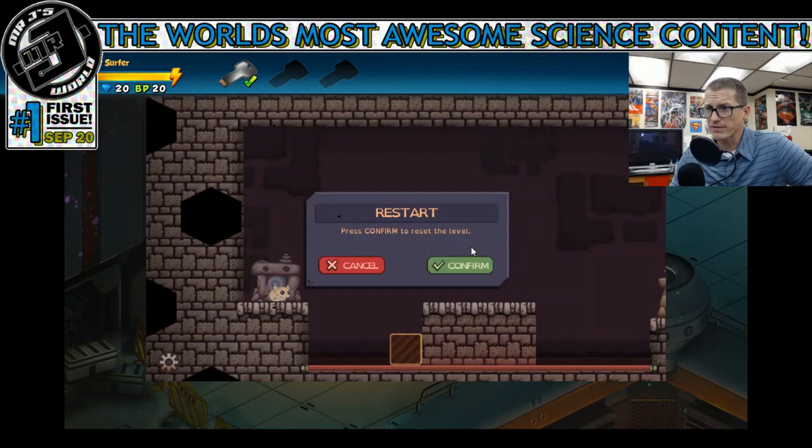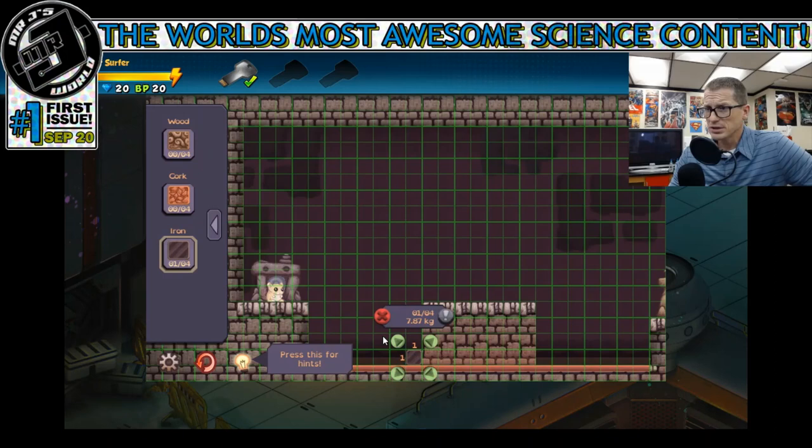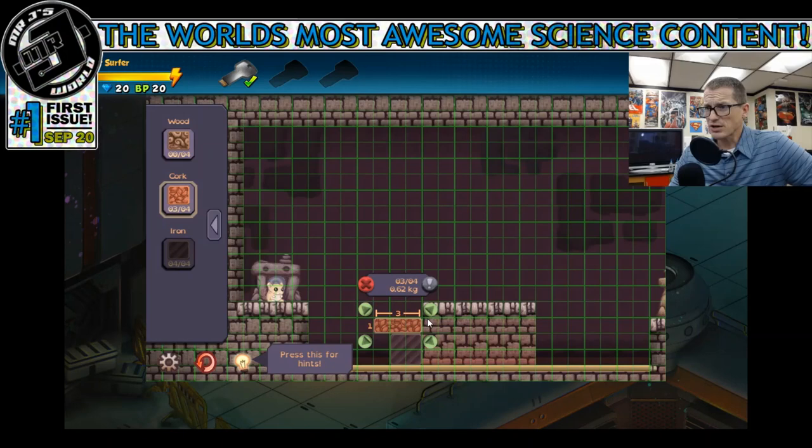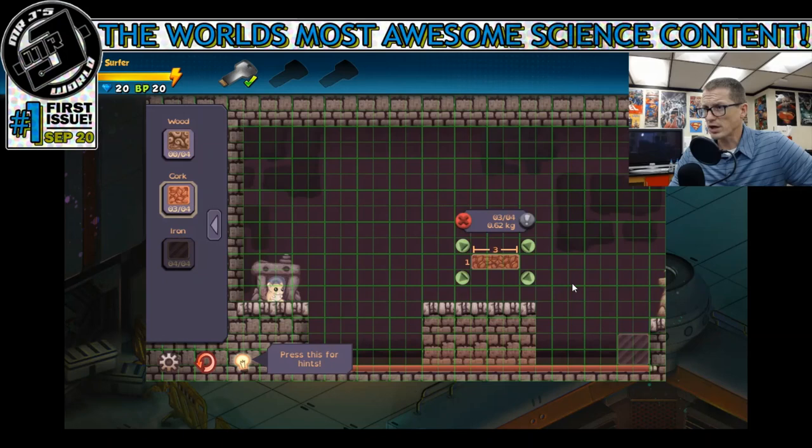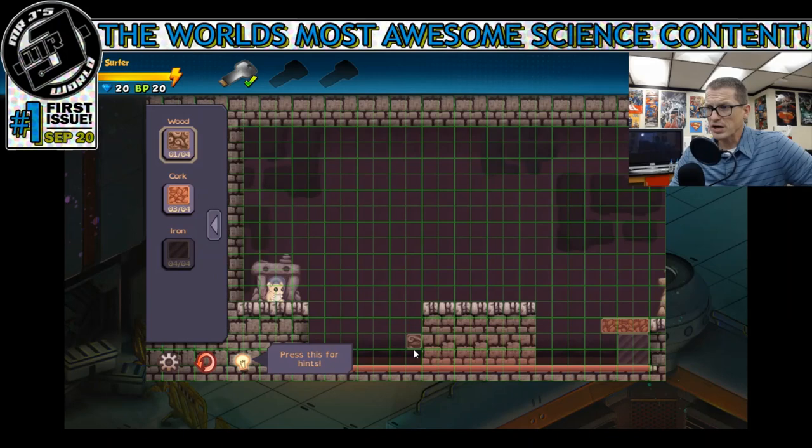Okay, so I'm gonna put the iron here again. I'm gonna put the cork right here because that'll buy time. No, let's put the iron over here and the cork on that. And then we'll do the wood right here, because the wood takes longer to burn. So maybe that'll give us enough time. We'll move it up one so it falls, which takes some time.